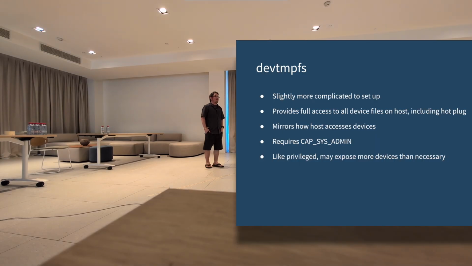So the last option is devtmpfs. What's nice about this is it mirrors how the host system works. And there are some benefits of this uber privilege. This is actually how balena images work when you run them privileged, which you don't need to do actually, you can just have CAP_SYS_ADMIN, which gives you enough privileges. It's a little more complicated to set up. You actually have to do some move mounts and things like that in order to get a full devtmpfs.